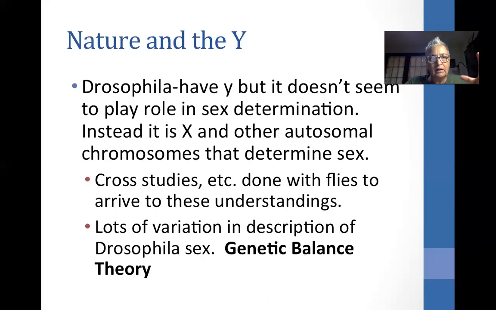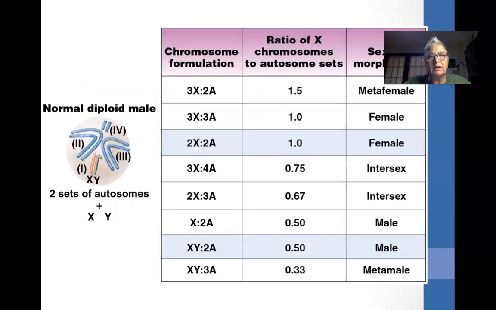And so this all had to do with the genetic balance theory. If you look at the chart, I'm going to move myself down here for a minute. This is kind of hard to understand, but the basic understanding is the ratio of X chromosomes to autosomal sets. The higher the number, the more female. The lower the number, the more male. So basically, the X's and the Y's are influenced by the autosomal chromosomes, is what this is trying to show.